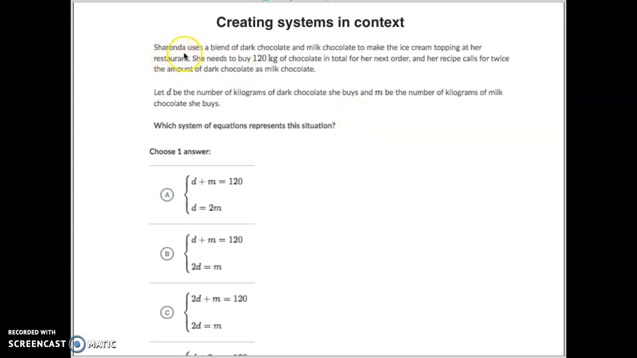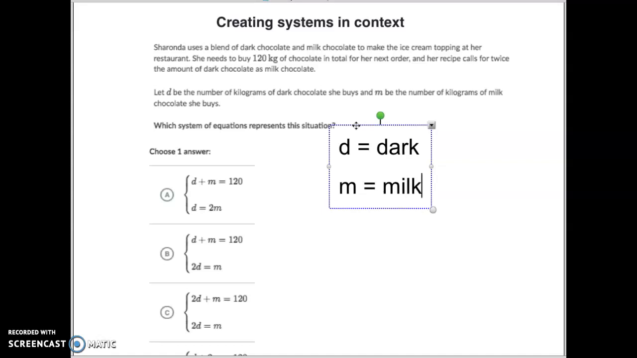This one, and if you can't pronounce the names, that's fine. I think it's like Sharonda uses a blend of dark chocolate and milk chocolate to make ice cream topping at her house. So we're just going to use something here. It says D equals dark chocolate and M equals milk chocolate. She needs to buy 120 kilograms of chocolate.